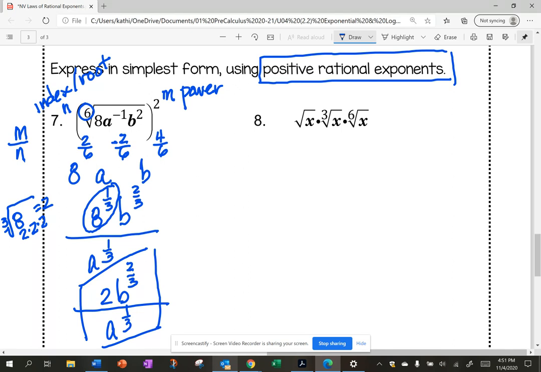All right, number 8. I don't have an index here, so I know that's a square root. So I'm going to write these as x to the 1/2 power times x to the 1/3 power times x to the 1/6 power. So when I'm multiplying base times base, I add my exponents. So to add my exponents, I need to have a common denominator. So my common denominator is 6.